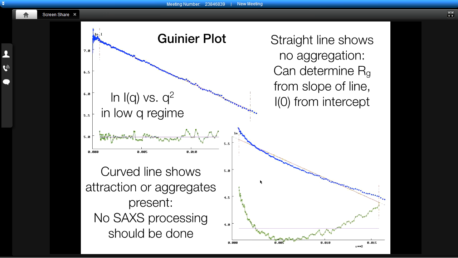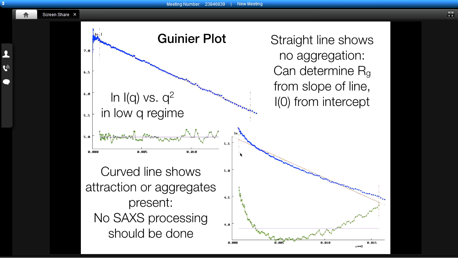You want to go back to your drawing board, your solution state, either throw some salts in there or figure out what it is that's causing your solution to be attractive or aggregated, and fix it so that you can go back, redo your experiment, and make sure that you have good quality monodispersed data.